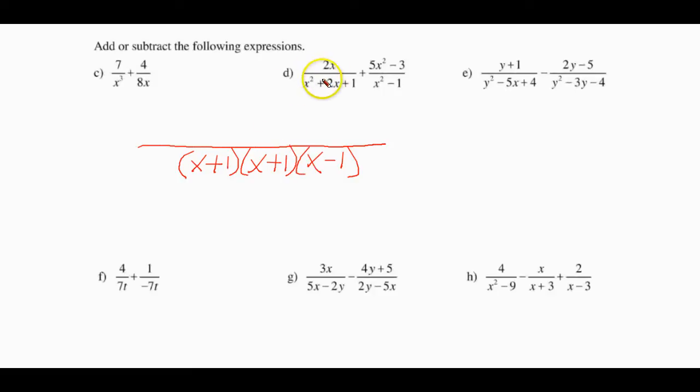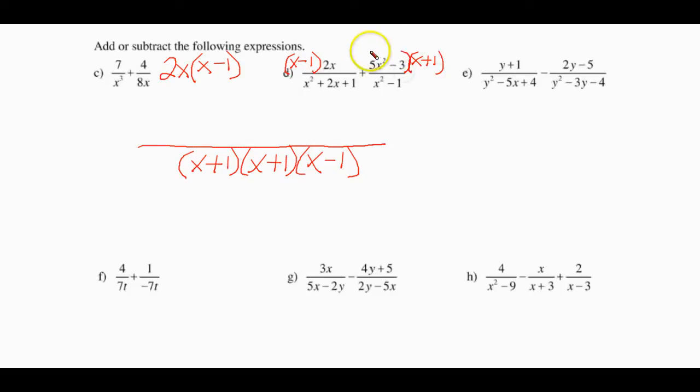So what I need to do there is multiply, and I'll put it up here, 2x times the part that I'm missing. In fact, I'm going to write it right over here. I'll do that multiplication and put it over here. Now, this numerator is missing what from here? Well, it has this and this. It's missing this one. So I have to multiply by that.